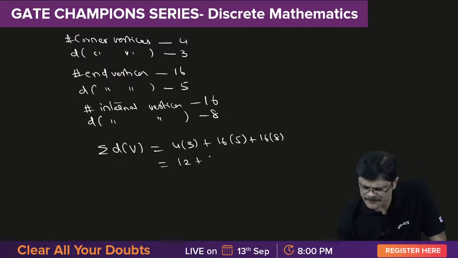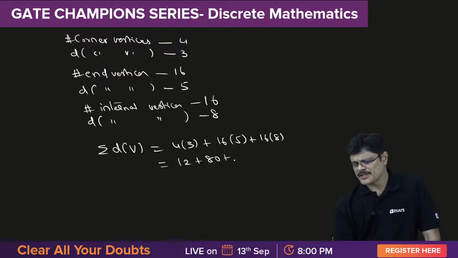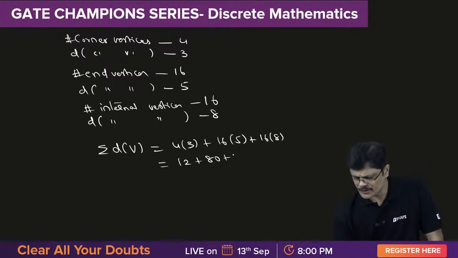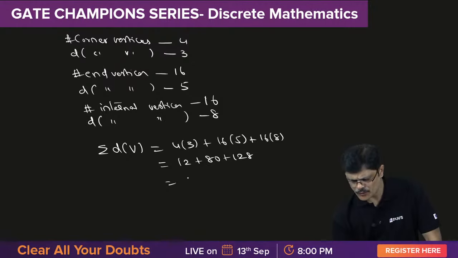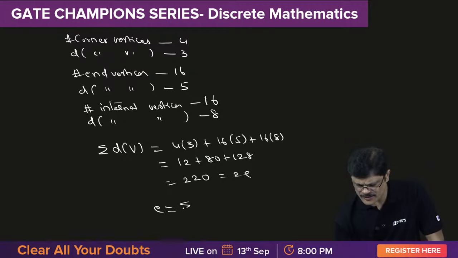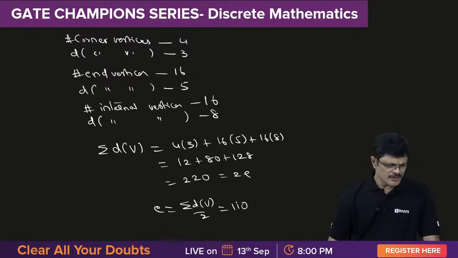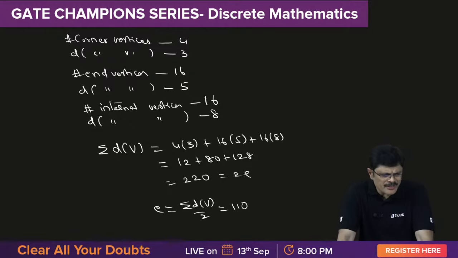4 3s are 12, 80, and 160 minus 32, that is 128. 140, 220. But that should be equal to twice the number of edges. So the number of edges must be equal to the sum of degrees divided by 2. That is nothing but 110. Why 130, sir? Is it 260 or 140, no?